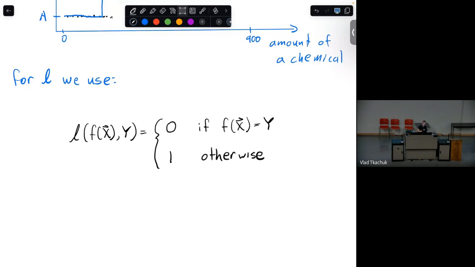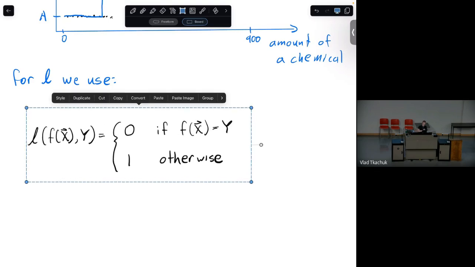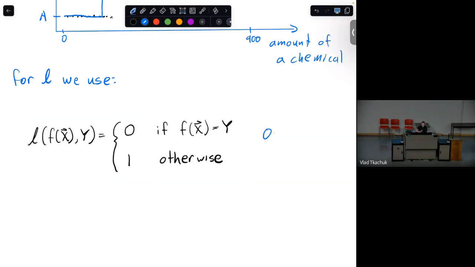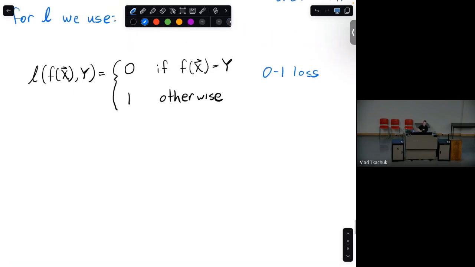And this thing has a name as well. This thing is called the 0-1 loss. As the name says, it makes sense. You either get 0 or 1: 0 when you're right, 1 when you're wrong. Okay, so that's all there is to it. That's the story, and you still care about the expected loss, so you can write that out.